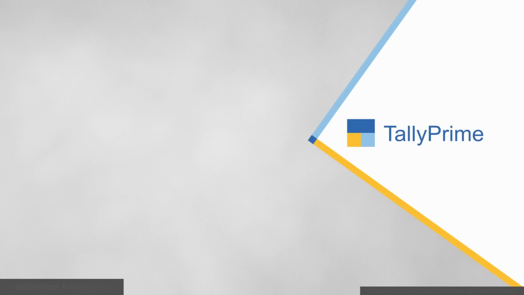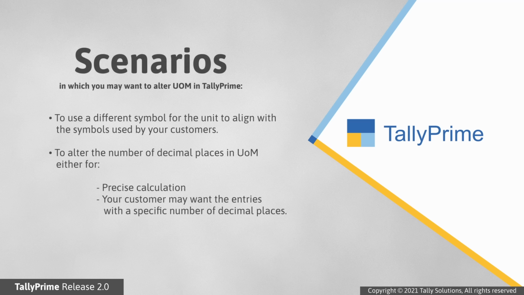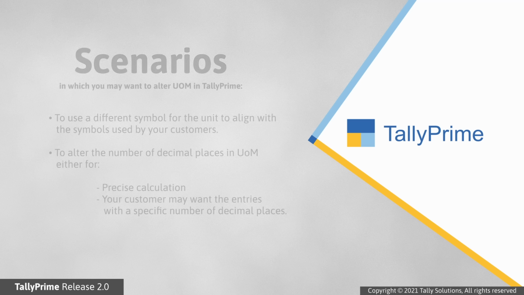You may want to use a different symbol for the unit in alignment with the symbols used by your customers. Or you may also want to alter the number of decimal places in the UOM, either for precise calculation or because your customer may want the entries to be with a specific number of decimal places.